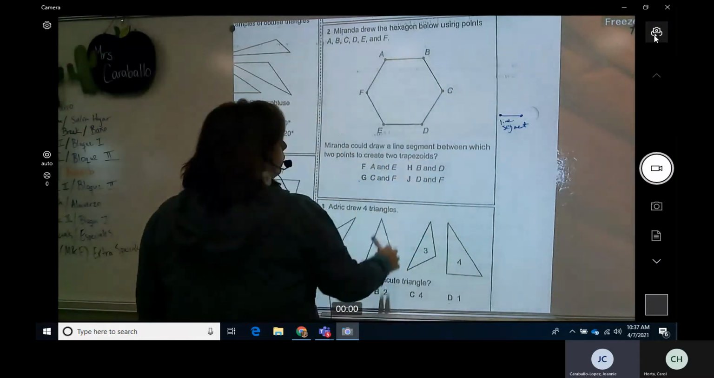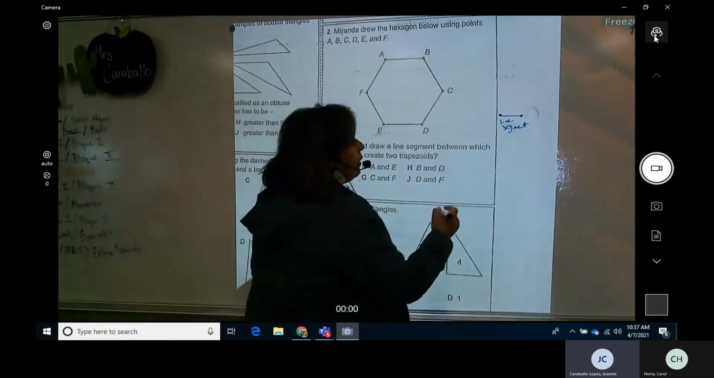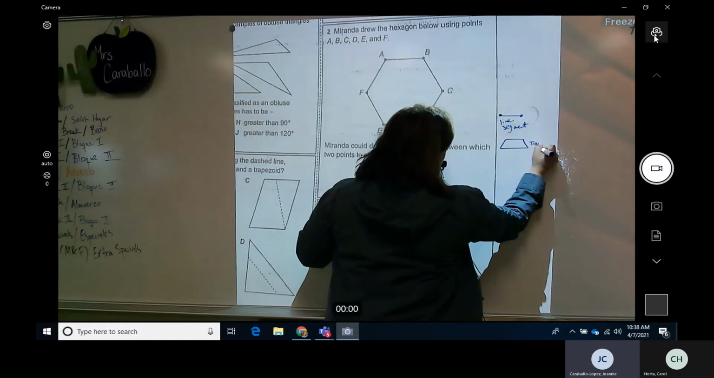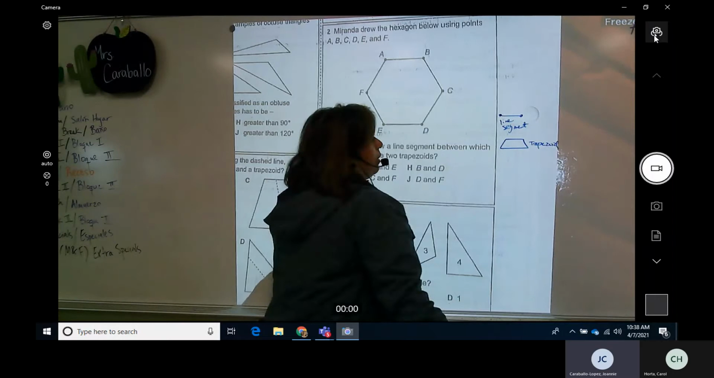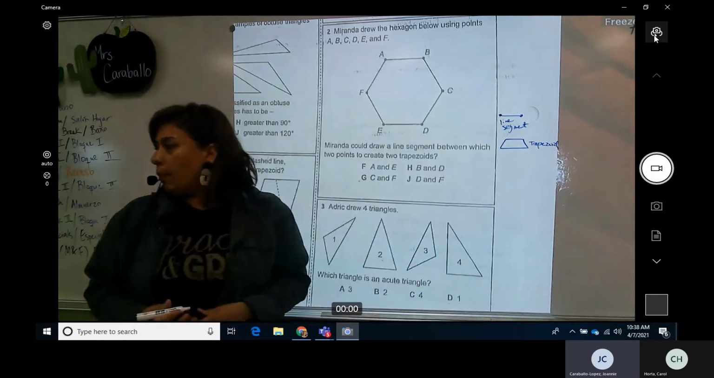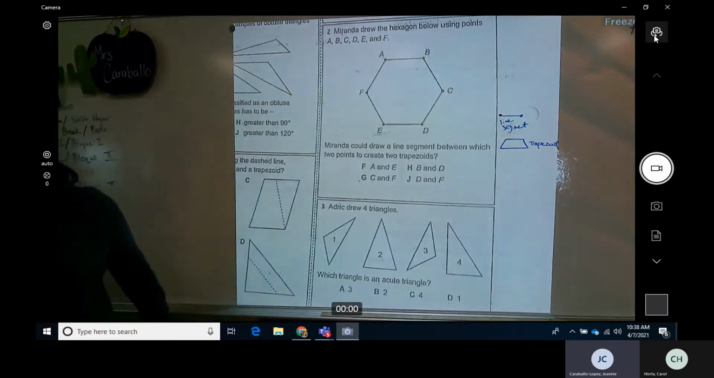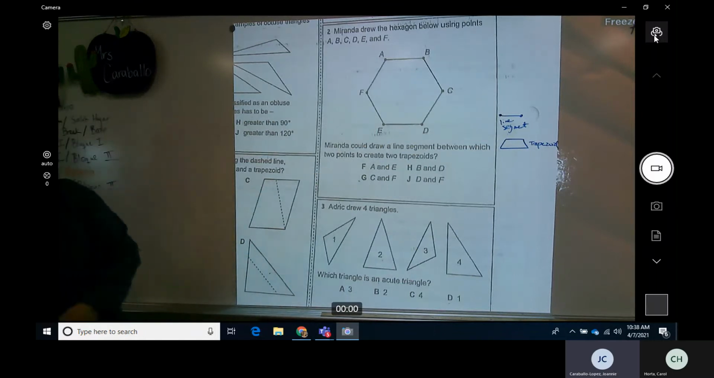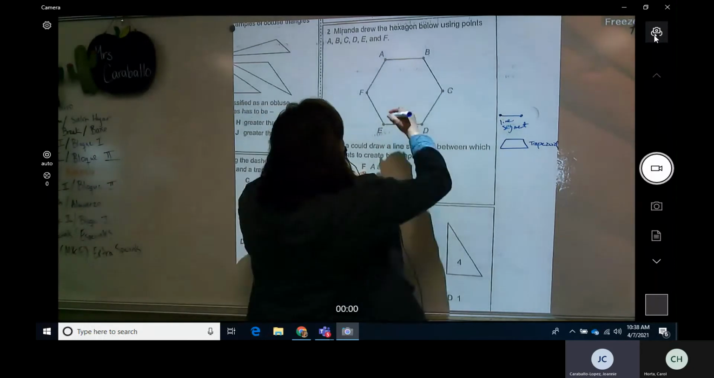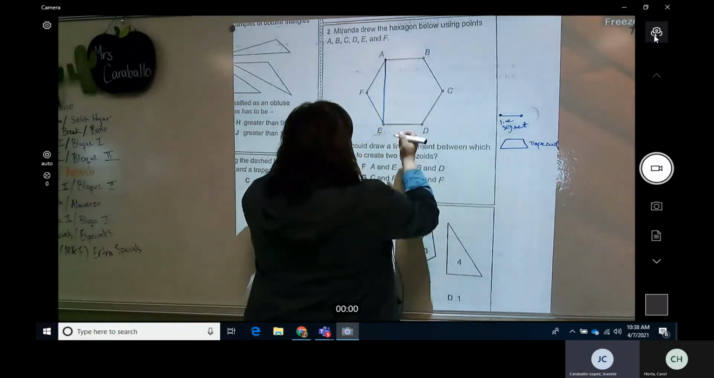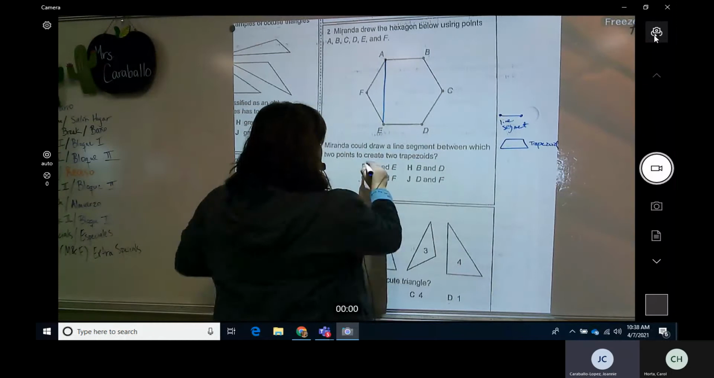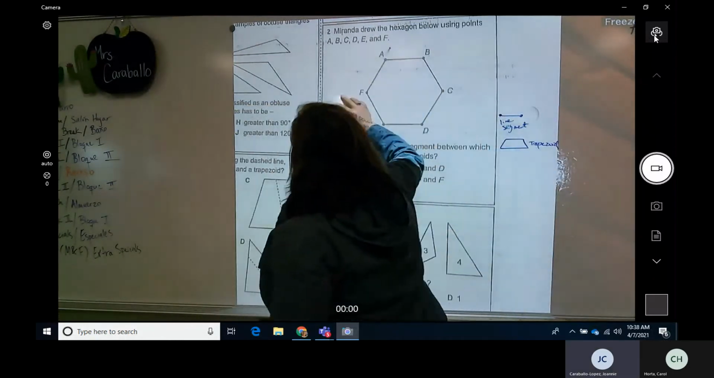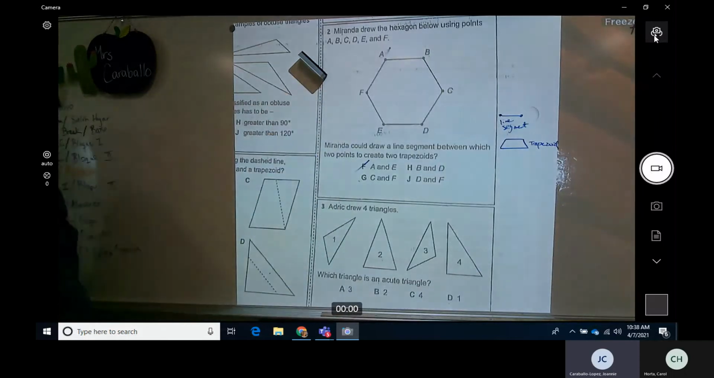Which 2 points create 2 trapezoids? I also know that a trapezoid looks like this, right? And I'm going to write trapezoid. So I need to make this figure. I need to draw a line segment. This is my little brain dump. What do I need to do? Go ahead and do it. But look at your answer choices. Okay? So if I were to do F, A, and E, does this make a trapezoid? No. I know it's not F. Make it happen, people.